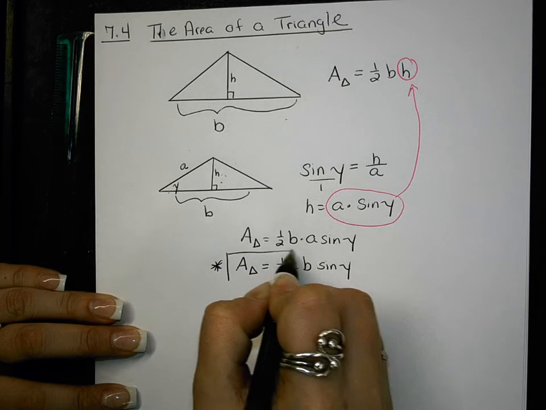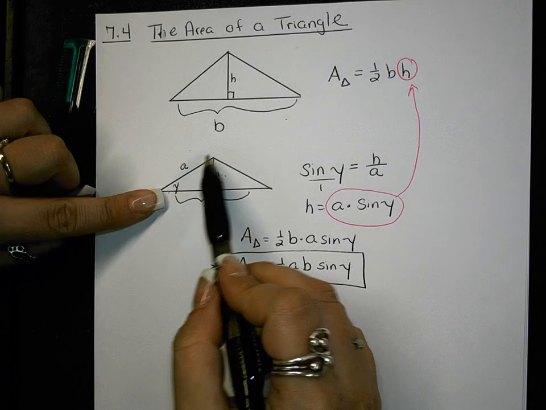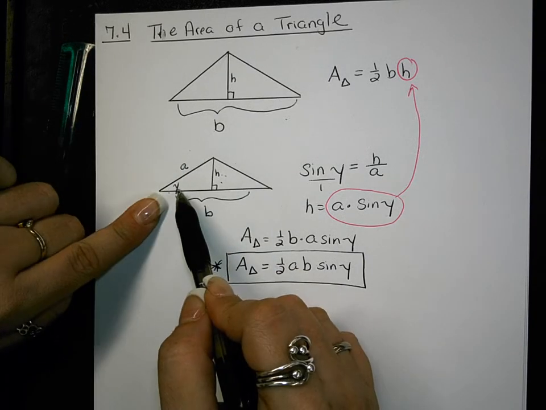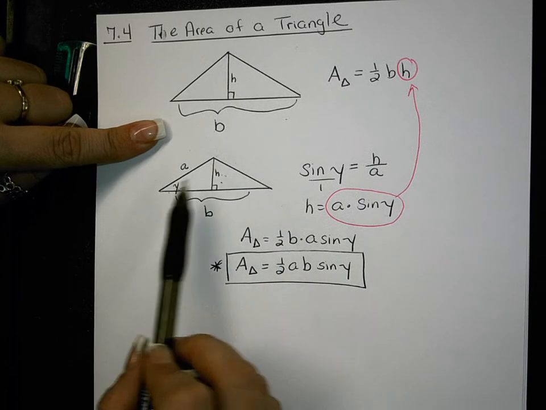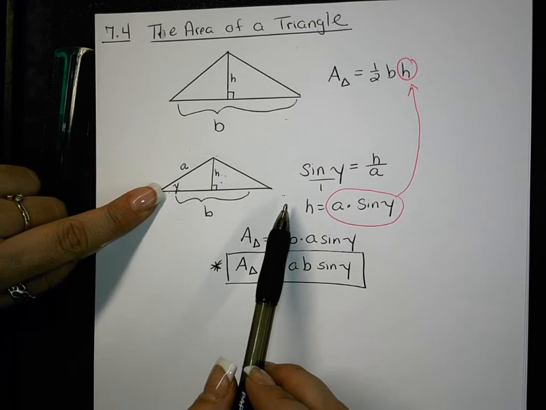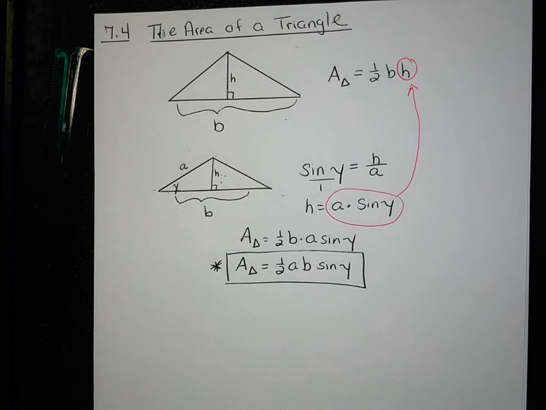Something we can use if we happen to know two sides and the included angle. If you notice, it's one side here, this side here, and the angle in between them. So it's two sides and the included angle.